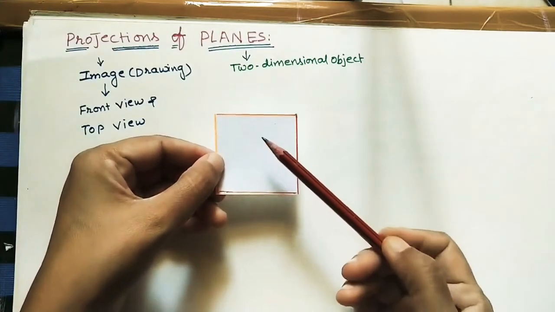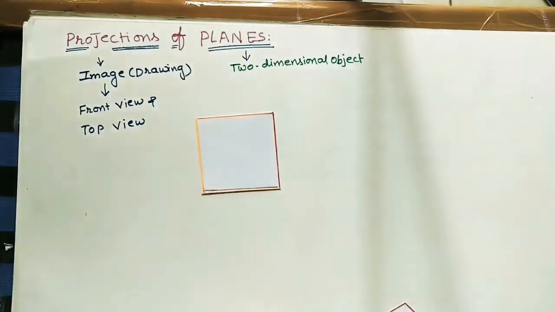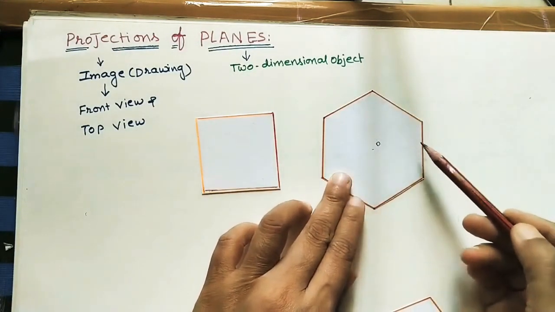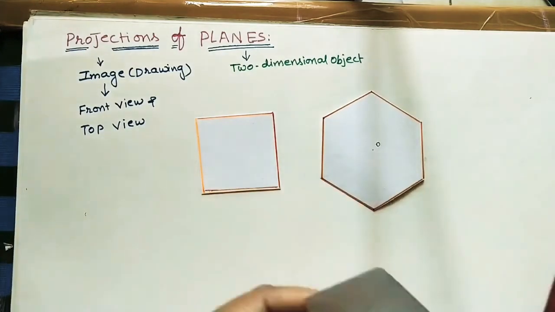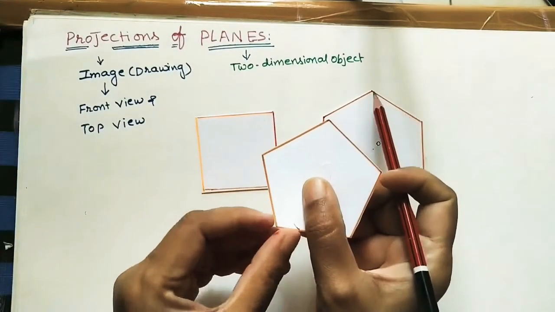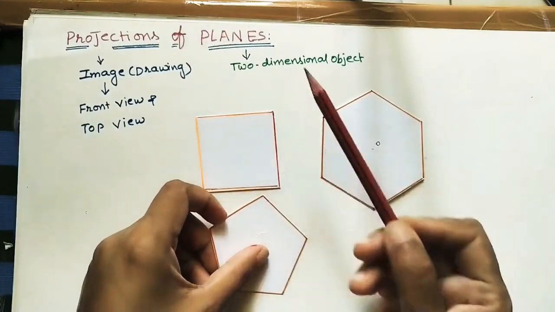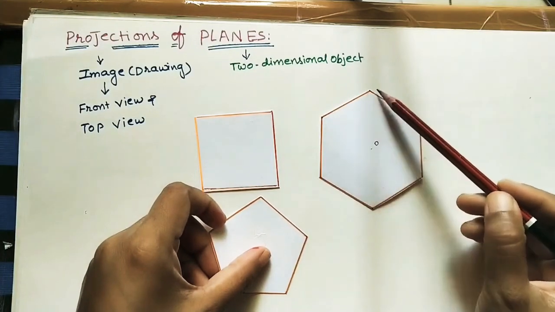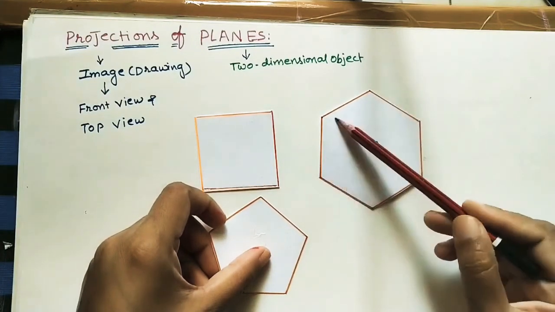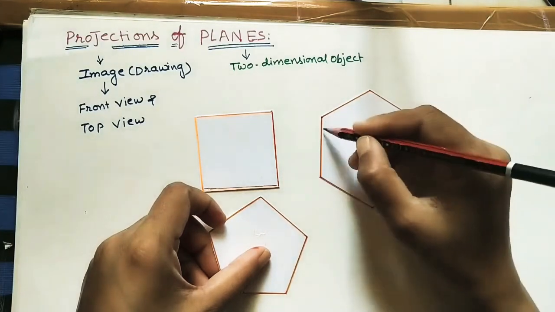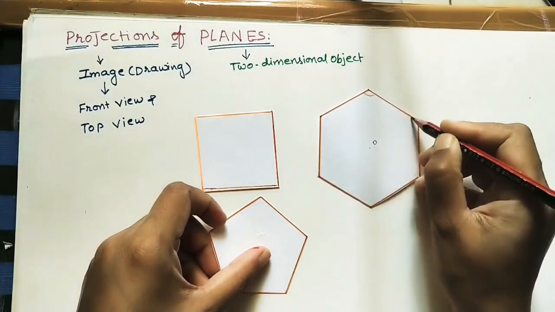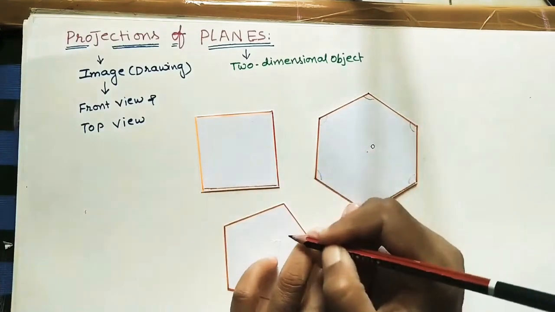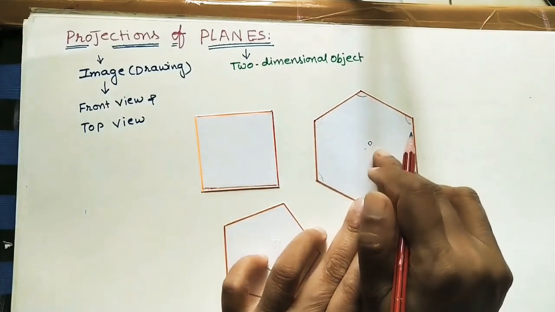So what are the planes we can take? We can take a square, we can take a hexagon. It has 6 sides: 1 2 3 4 5 6. We can take a pentagon also. It has 5 sides. So in engineering drawing we are taking all the polygons as regular type. Regular type means all the sides have equal length. For a hexagon all 6 sides have equal length, and the angles at all the corners should be equal. So this type of polygon we call a regular polygon.